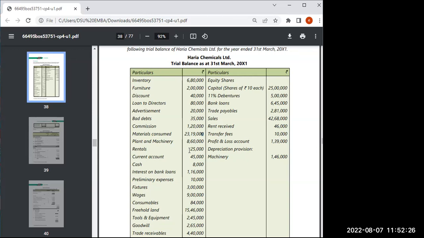Okay, if these items are individually given in the trial balance, you have to apply this logic and find out the cost of materials consumed. This is only for whom? Only for manufacturing companies. If you are not a manufacturing company, this item will not be there in your company at all because you don't buy any raw material. So in this question, there is no need of doing like this. It is given in the question directly. How much? 23,19,000. Take and write it in the P&L account against cost of material consumed.